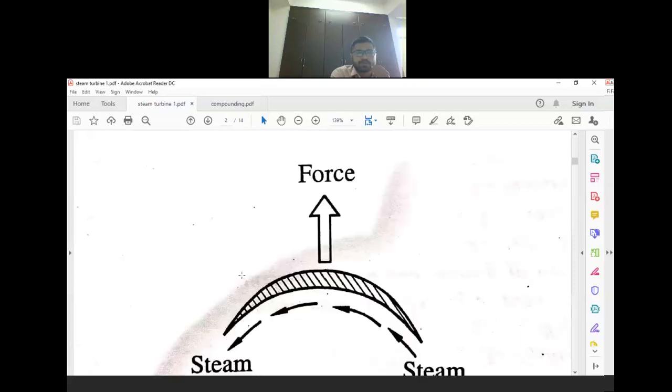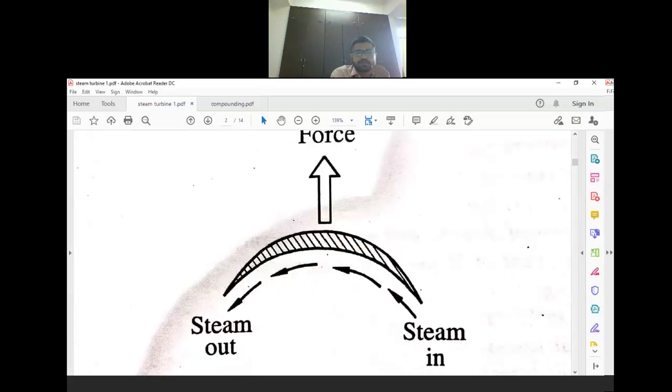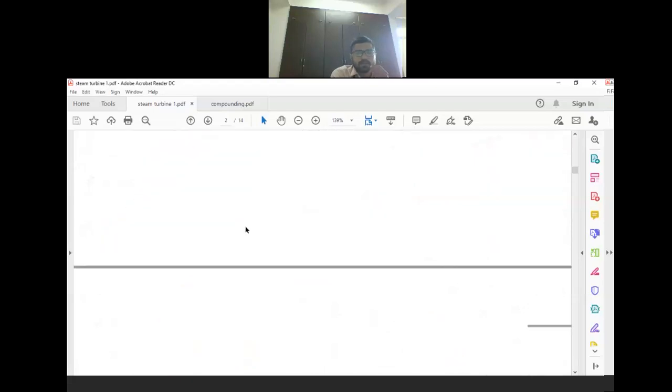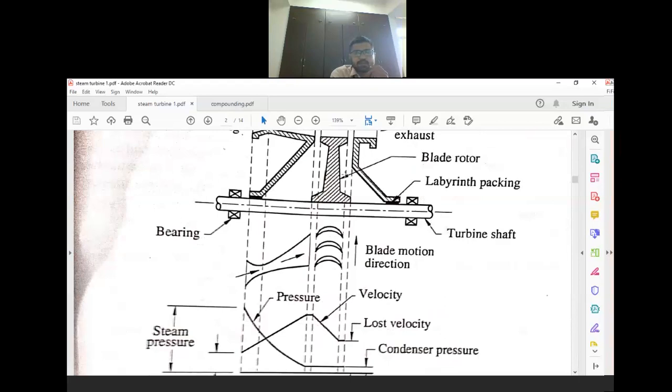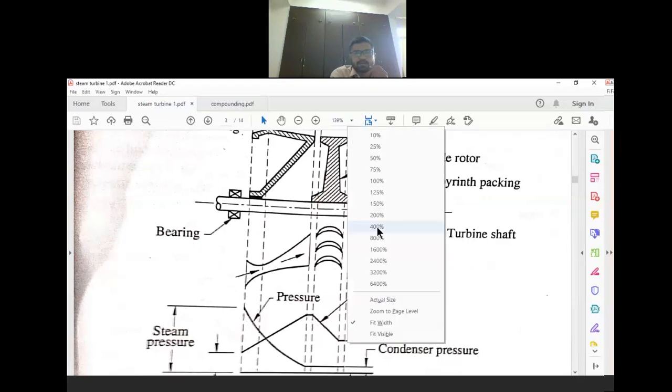So here you can see that in steam turbine, suppose from here steam is coming which has a high velocity, and from here it is going out. That's why it will transfer its momentum to this blade, and blade will try to move towards this. So blades are connected with the shaft, so ultimately shaft also will rotate. I hope that you have understood this. Now we will try to understand it by use of this diagram.